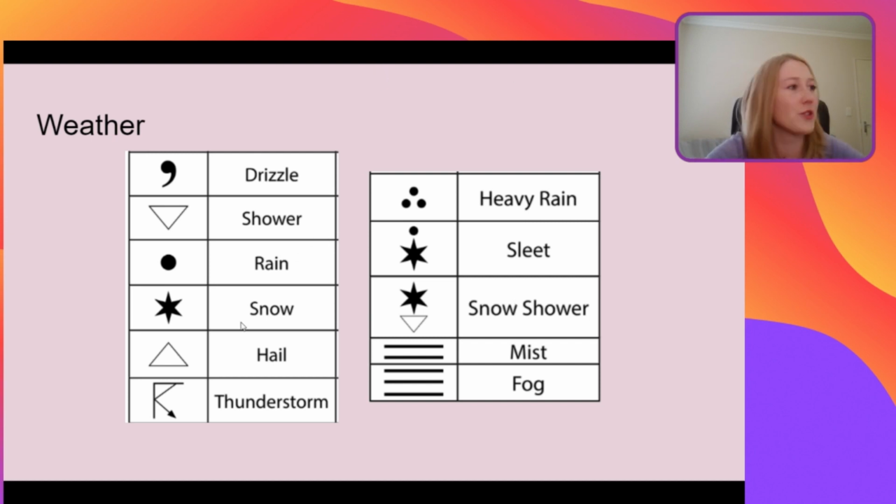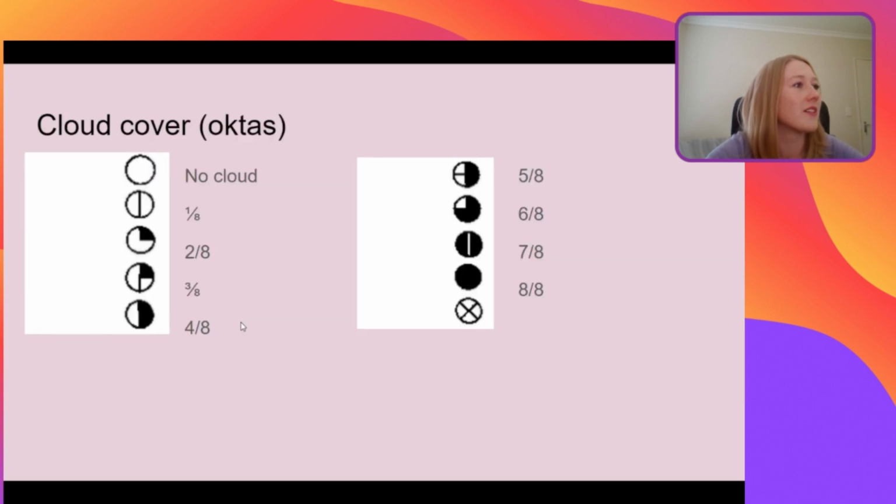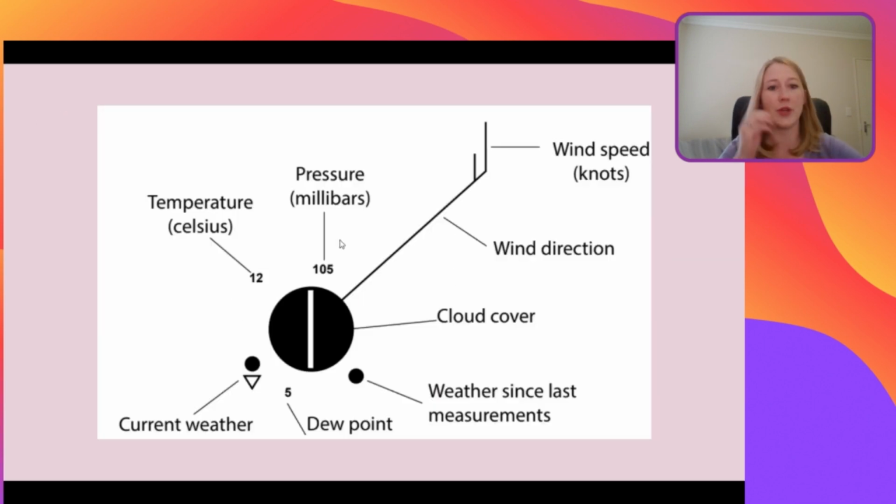Now we're going to go back to that earlier diagram. There we go. So we have a long line and we have a short line. Do we know what this wind speed is? Okay, long line is 10, short line is 5, so together 15.